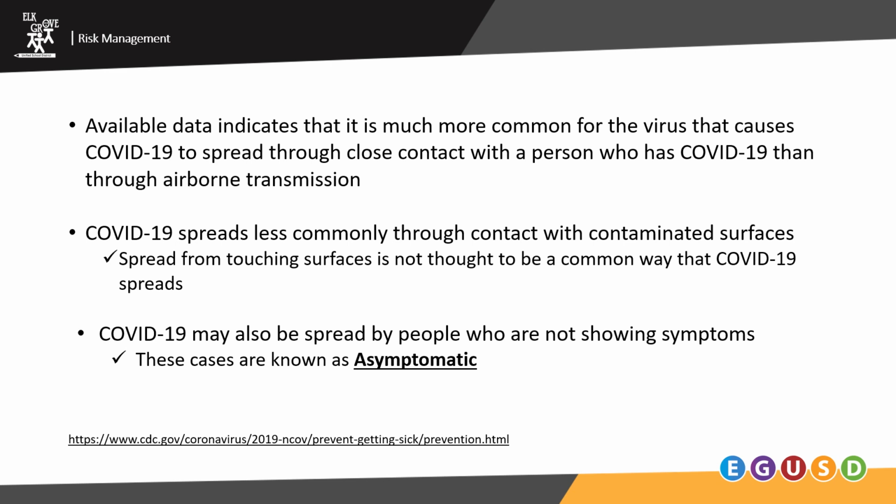COVID-19 spreads less commonly through contact with contaminated surfaces. Spread from touching surfaces is not thought to be a common way that COVID-19 spreads. COVID-19 may also spread by people who are not showing symptoms. These cases are known as asymptomatic.